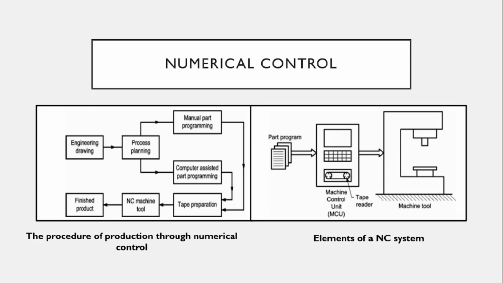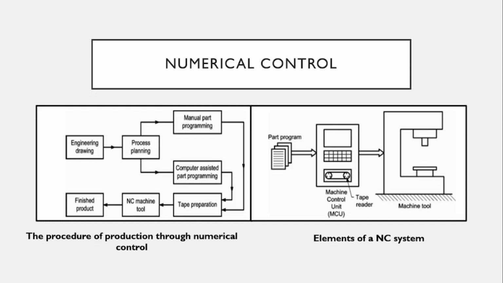Okay, the first initiation is from the engineering drawing. After the completion of the drawing or design of a particular product, we are going to plan the process: how we are going to develop the product which we have already drawn or designed. So we are planning the manufacturing process or working process.